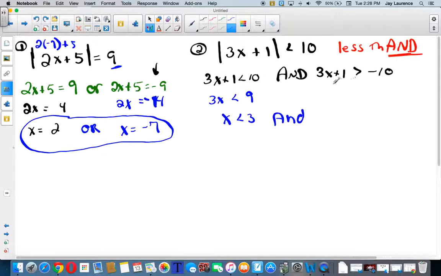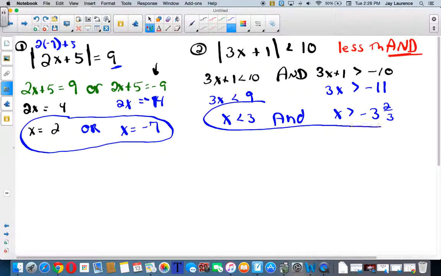And I'm going to subtract 1 from both sides. I'm going to get 3x is greater than -11. And then x is going to be greater than -11 thirds, which would be -3 and 2/3, right? Silly me. Where's my eraser? 2/3. Yeah, I almost put 3/4 by mistake. Sorry about that. So 2/3. There we go. All right, so these are our answers.